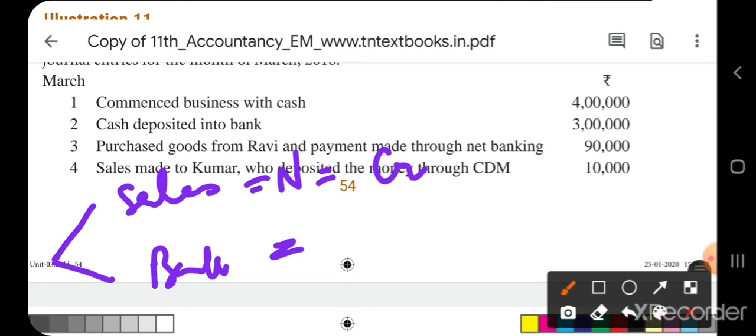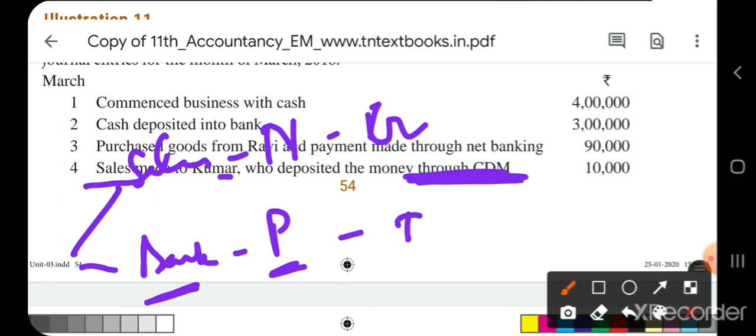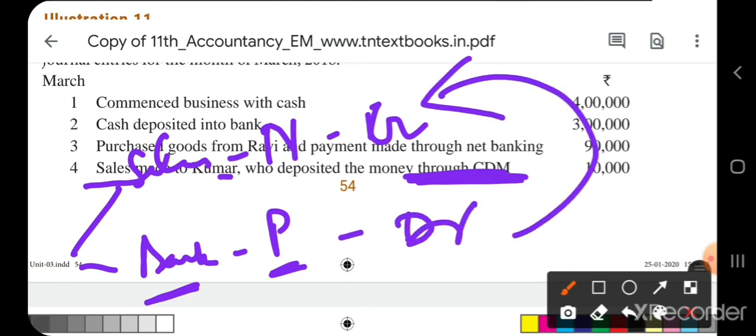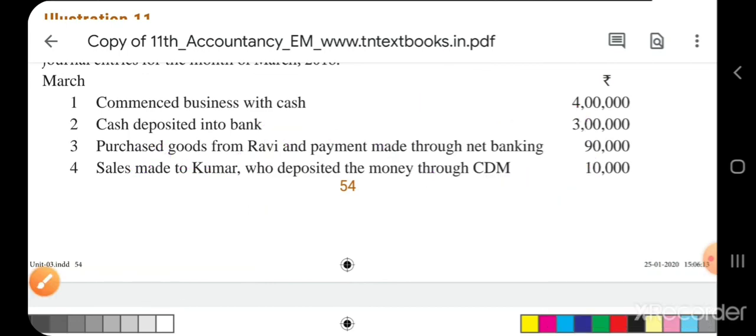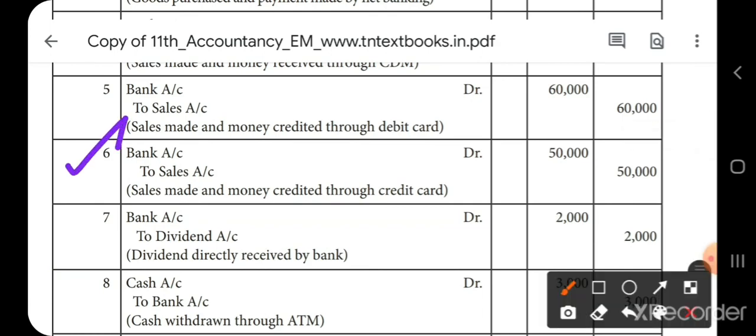Sales to Kumar who deposited the money through CDM. Bank is a personal account, what is the rule? Debit the receiver and credit the giver. So when the sale is made to Kumar, Kumar has made the payment in the bank. So bank is the receiver here. Debit the receiver. So the entry will be bank account debtor to sales account. Sixth transaction, bank to sales.